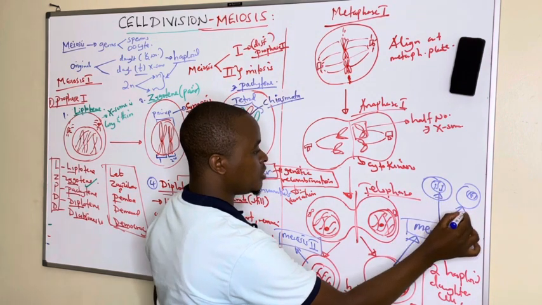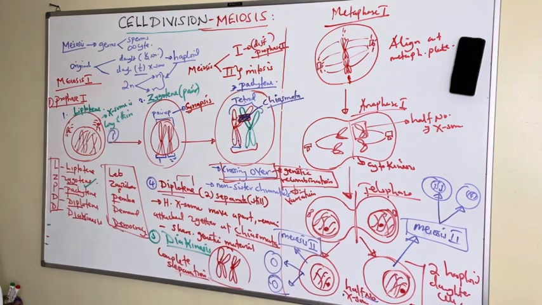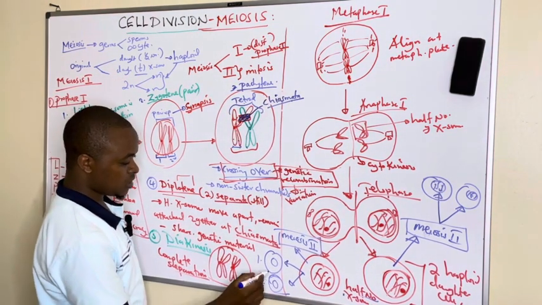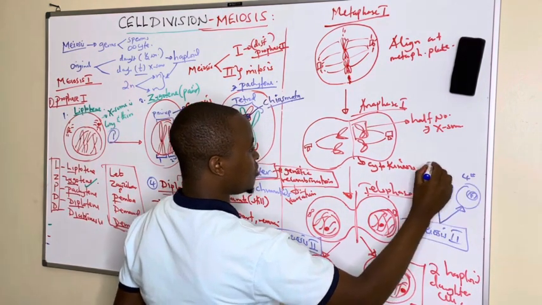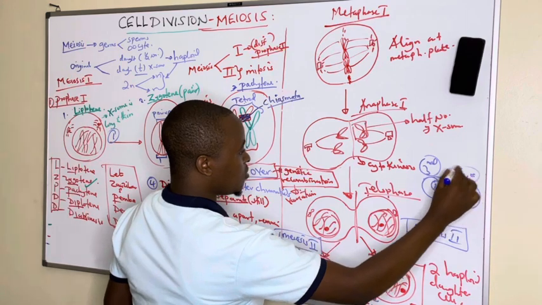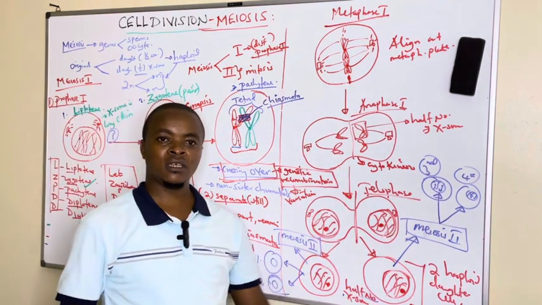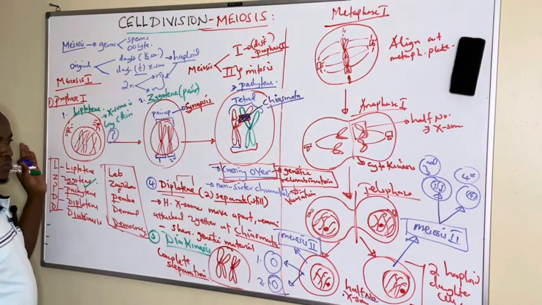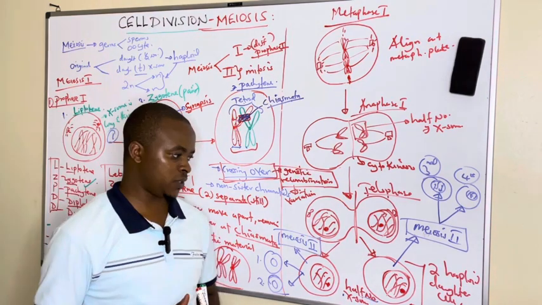And at the end of meiosis, we had one original cell, but at the end we have formed a first, second, third, and fourth cell. So at the end of meiosis, we have one cell producing 4 cells, each having half the number of chromosomes of the original parent. This is what we can discuss under meiosis.